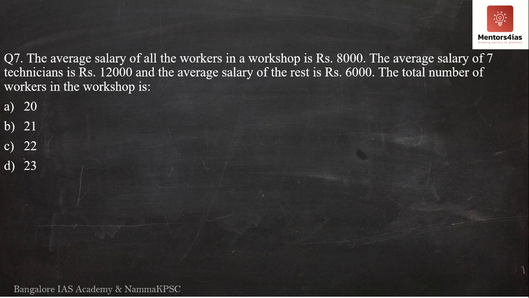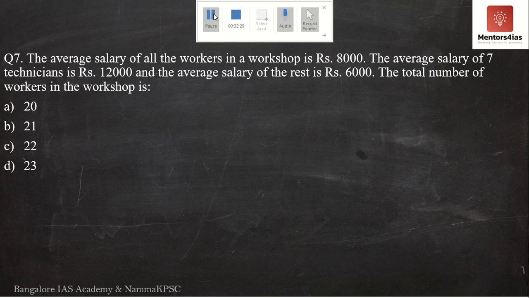So, what does question number 7 say? Question number 7 says the average salary of all the workers in a workshop is rupees 8,000. The average salary of 7 technicians is rupees 12,000 and the average salary of the rest is rupees 6,000. What is the total number of workers in the workshop?